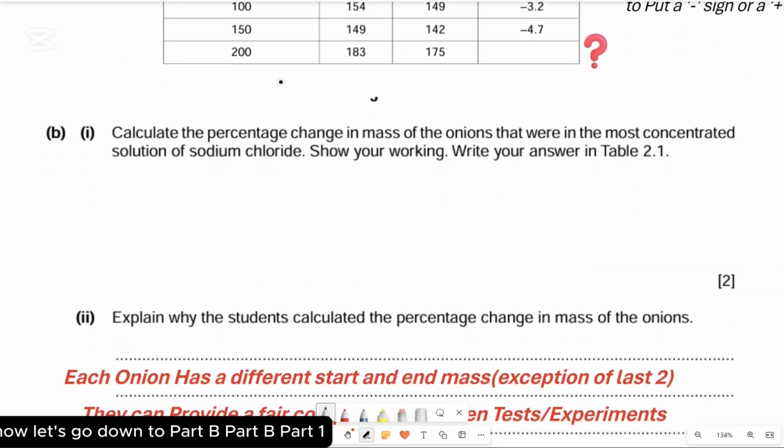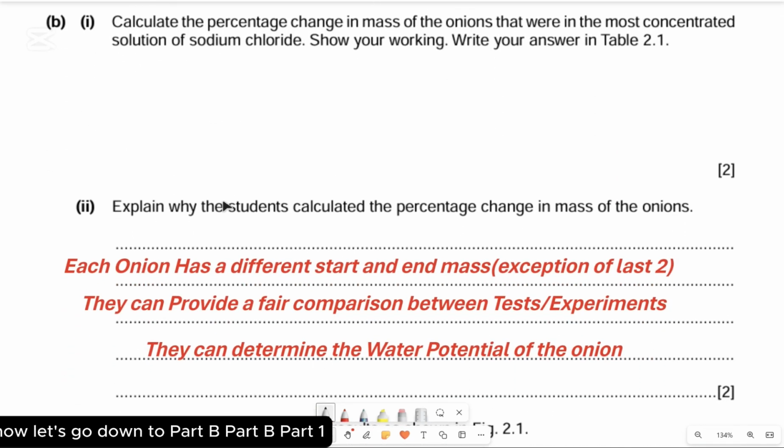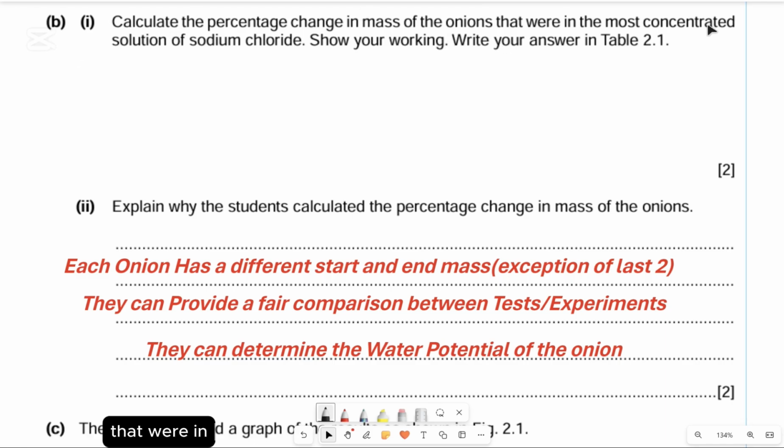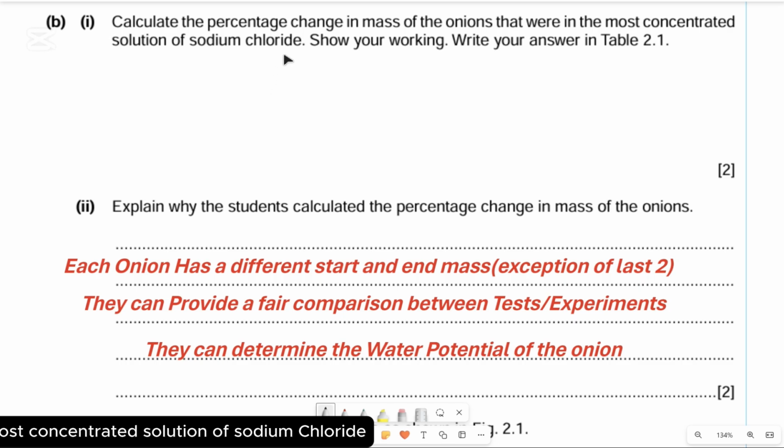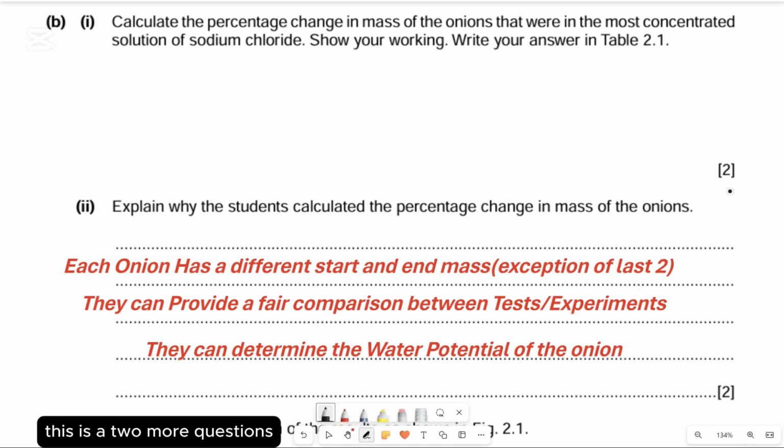Now let's go down to part B. Part 1. Calculate the percentage change in mass of the onions that were in the most concentrated solution of sodium chloride. Show your working and write your answer in table 2.1. This is a 2-mark question, so you're going to have to show your working too.